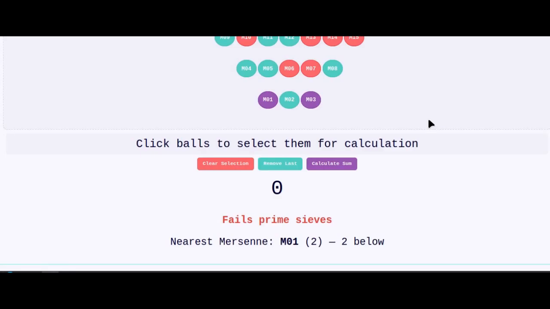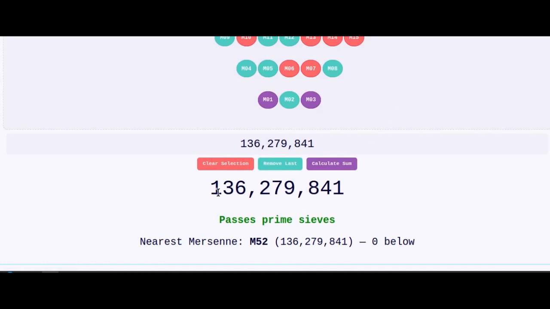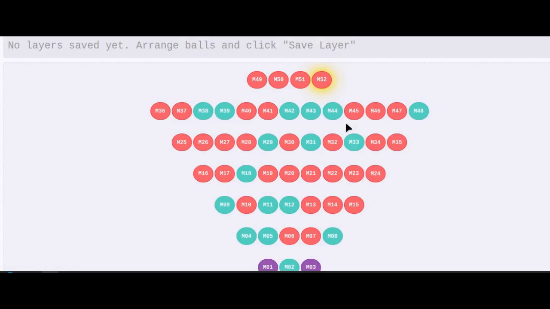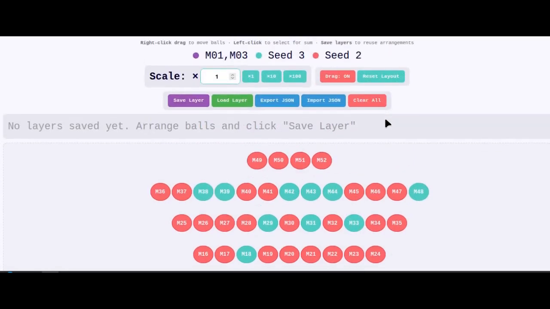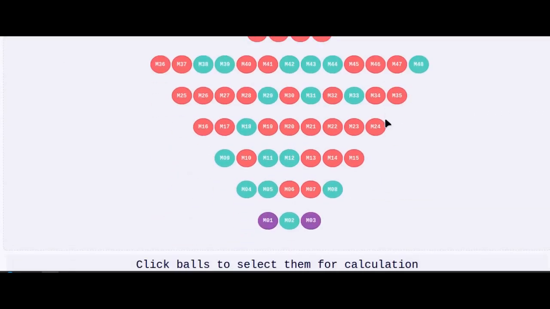Mersenne primes are numbers of the form 2^p - 1, where p itself is prime. These are the largest known primes. The current record holder, M52, has over 41 million digits. But here's the mystery. Despite centuries of study, no one has found a simple formula that generates all Mersenne exponents.